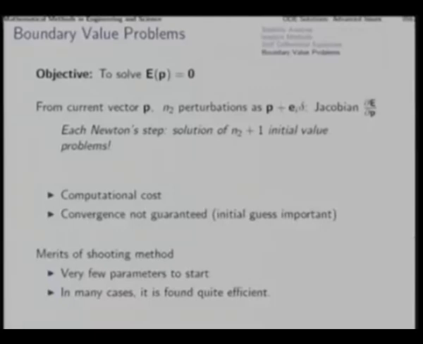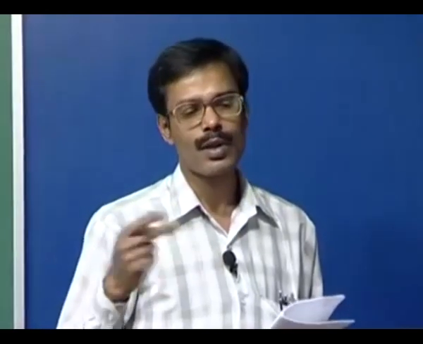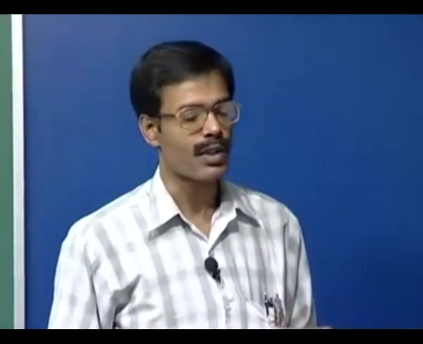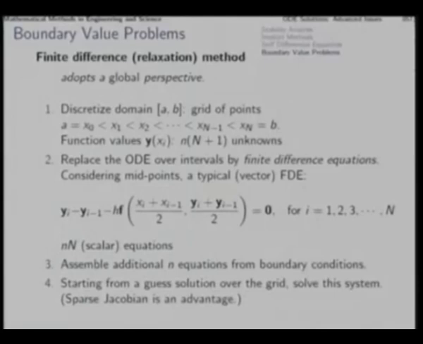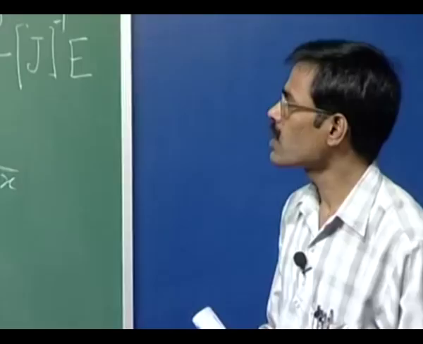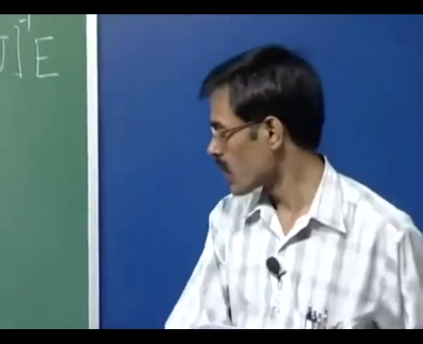If the initial guess is far away, then the iterations may go anywhere, and that is a typical drawback of Newton's method. On the other hand, it is a good method to start with. If you have a problem for which you need the solution, it is a good idea to first try shooting method quickly. If it works, you have your solution in hand. On the other hand, if it does not work, then a more sophisticated method can be tried, which is finite difference method. Finite difference method adopts a global perspective. So, for this same problem, let us see how a finite difference method will work.